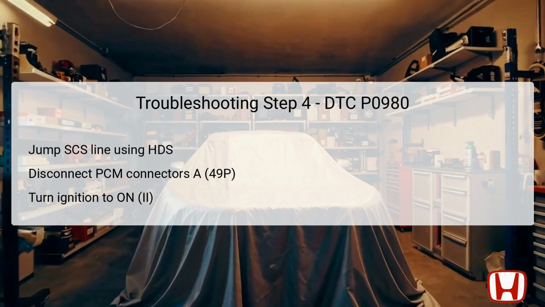Following this step, it is necessary to disconnect PCM connectors A, specifically the connector labeled as A49P, to access the wiring directly involved with the shift solenoid circuit. Once the connector is detached, the ignition switch should be turned back to the on position (II). This allows for ongoing diagnostics and voltage measurements. This disconnection is critical as it helps to isolate components and check for wiring issues or internal failures within the PCM or the solenoid circuit without interference.